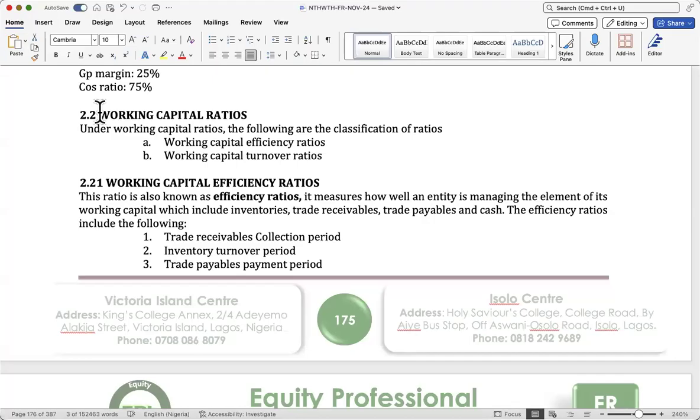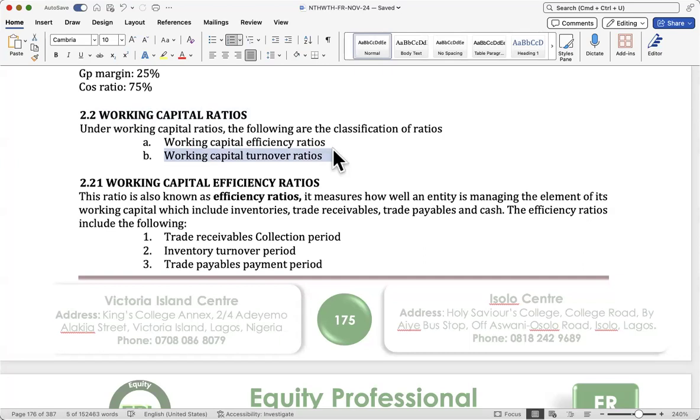Now, let's go to working capital ratios. You won't find it as working capital ratios in the exam. You will mostly find it as efficiency ratios, because you will not find these other parts in your exam. For the past so many years now, we don't find it. So I just have it in my notes, let it just be there in case.